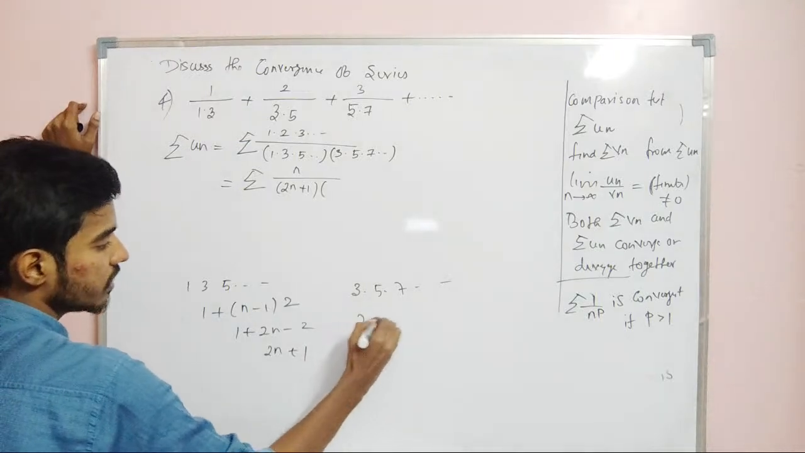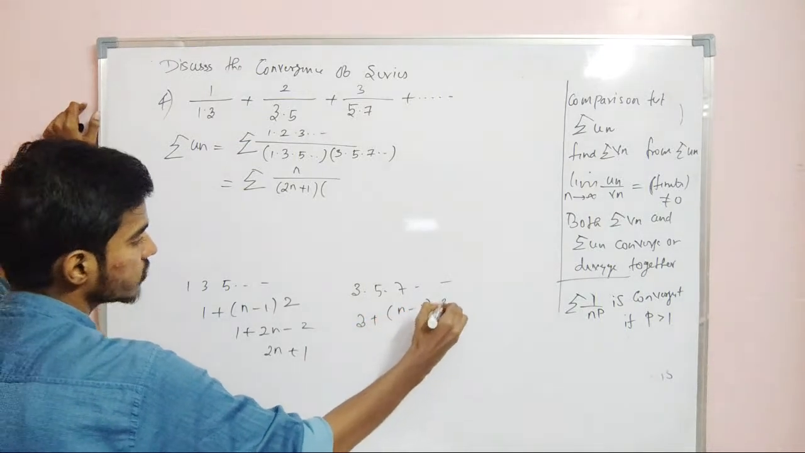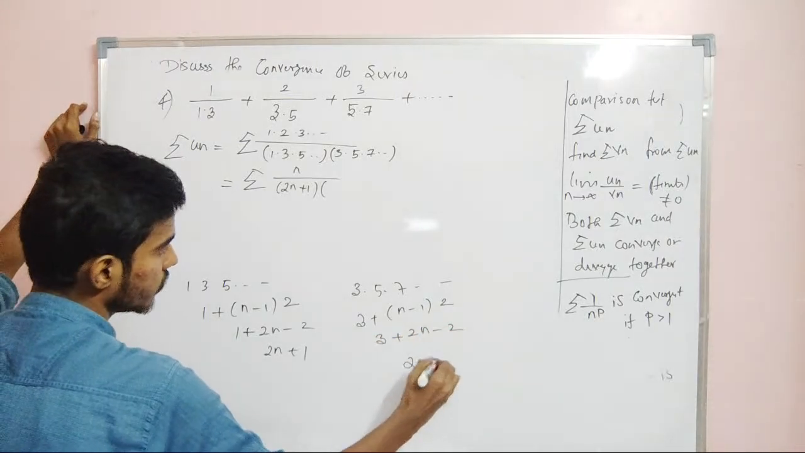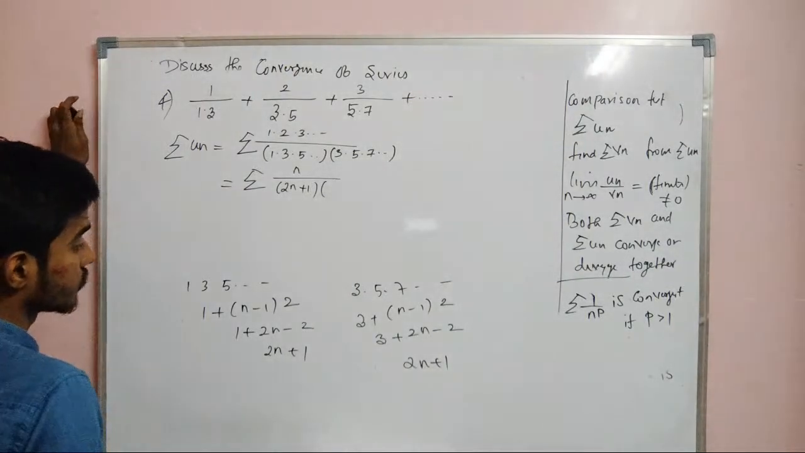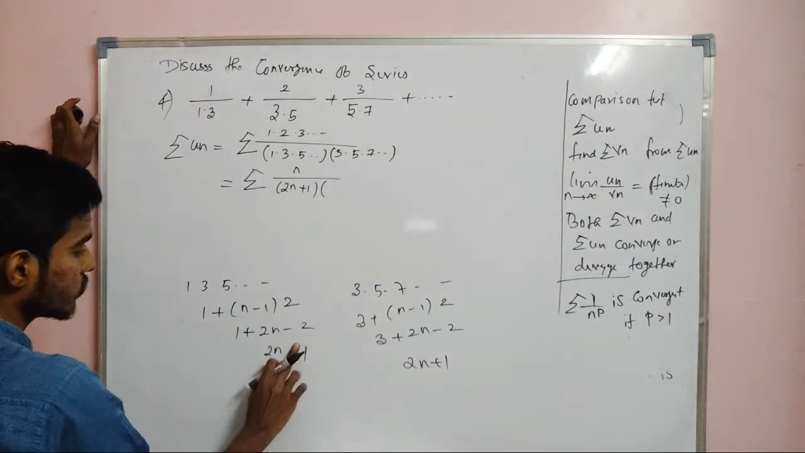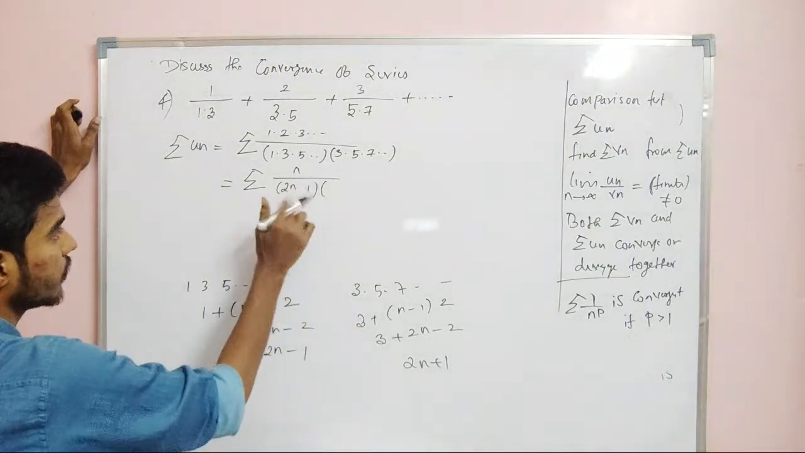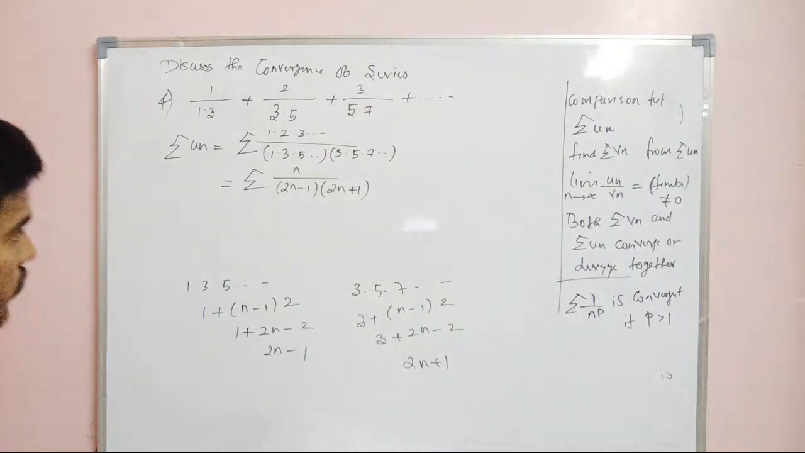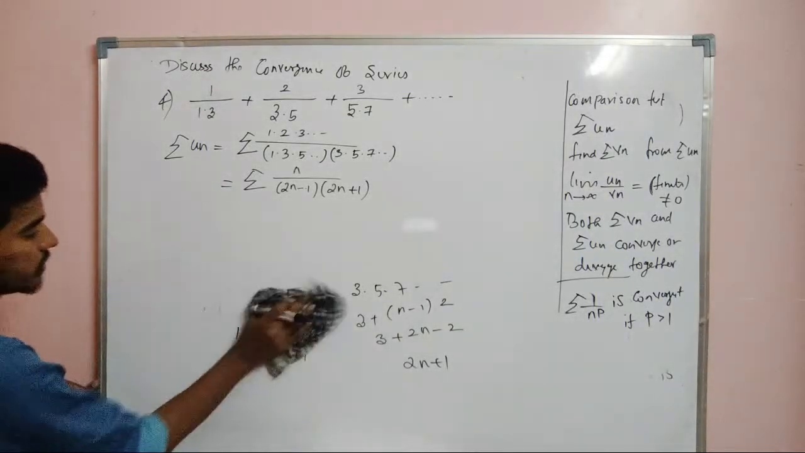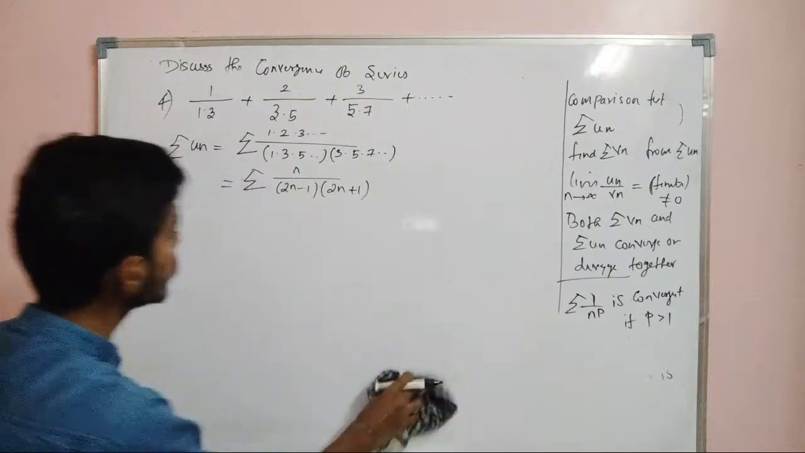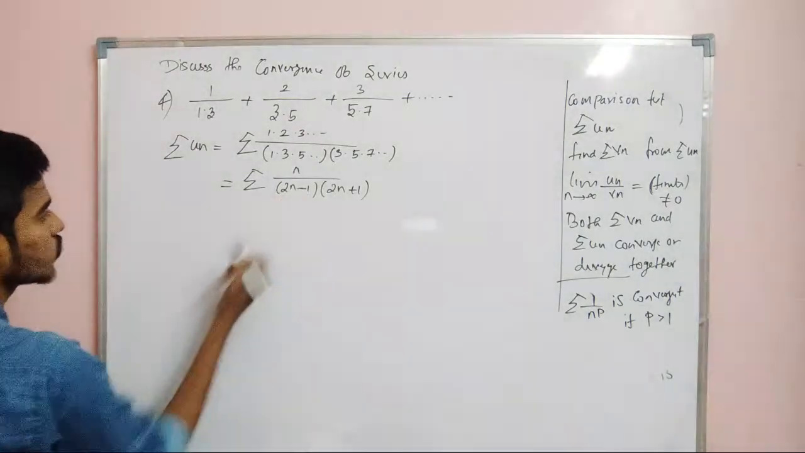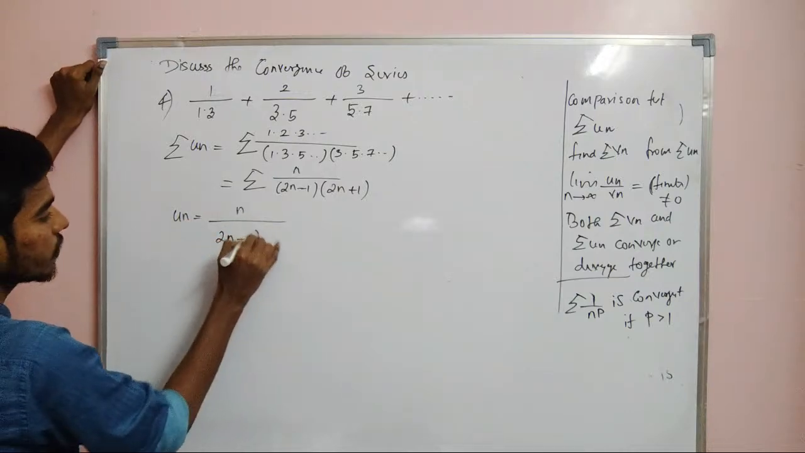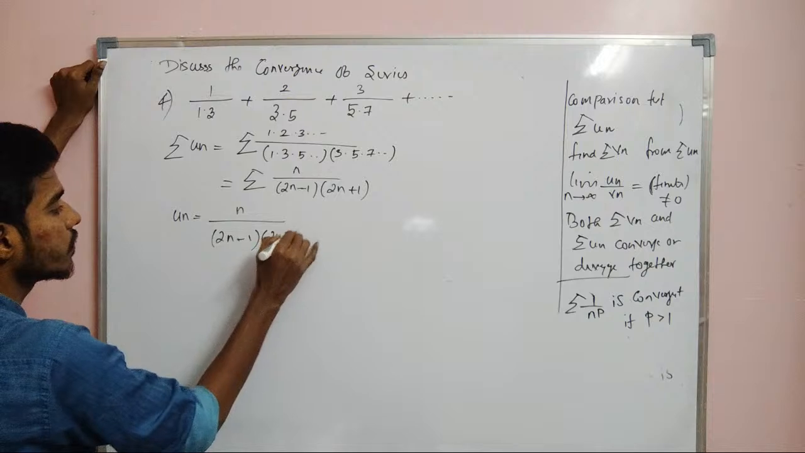So a is 3, a plus n minus 1 d, so d is 2. So we will have 3 plus 2n minus 2, which is 2n plus 1. Sorry, the first one is 2n minus 1, and this is 2n plus 1, right? So we have found the nth term of the series, which is summation n by 2n minus 1 into 2n plus 1. That is, our un is n by 2n minus 1 into 2n plus 1.